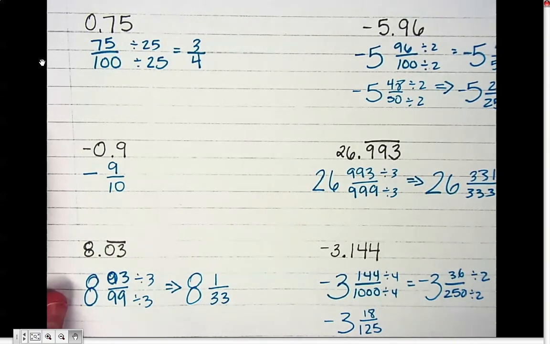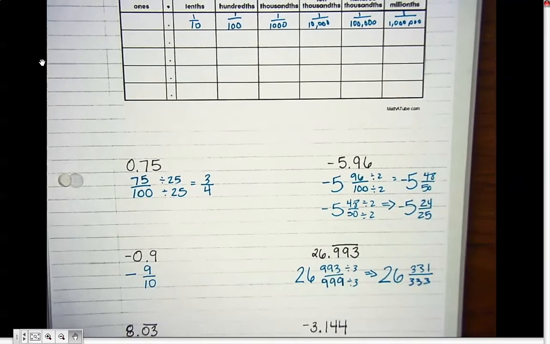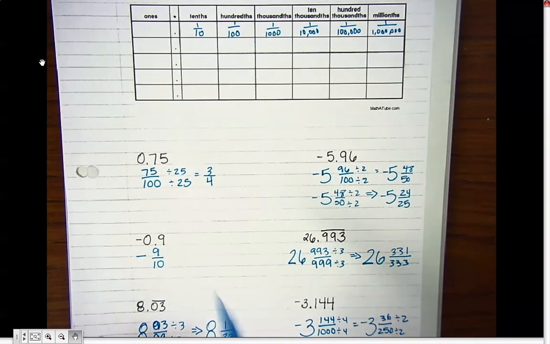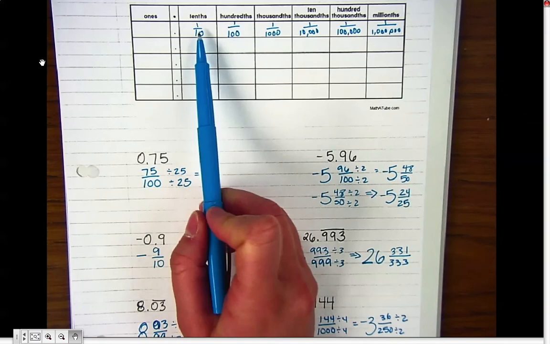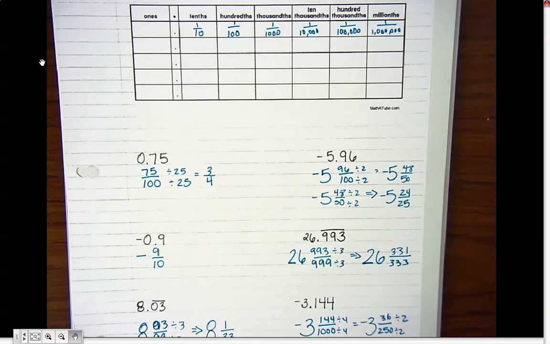So to summarize what we did here, however many decimal places you have, you're going to look up here. So I have 2 decimal places here. 2 decimal places is the hundredths. Therefore, I'm putting this number over 100. Simplify. 1 decimal place, that's tenths, over 10, simplify.